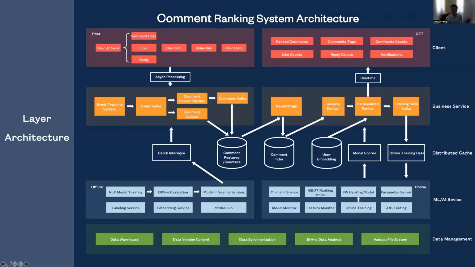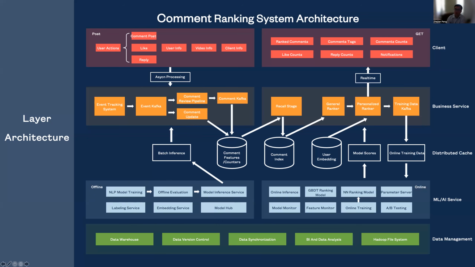I also put a batch inference here. The comment review pipeline will get scores from model inference services, which is the bottom layer, the machine learning and AI service layer. In this layer, it contains NLP model training, offline evaluation, and model inference services. And we also have labeling services, embedding services, and model hub. Model hub is just like GitHub for code, but it's a GitHub for models. So this part of offline AI services will provide batch inference so that the comment review pipeline can process those quickly.